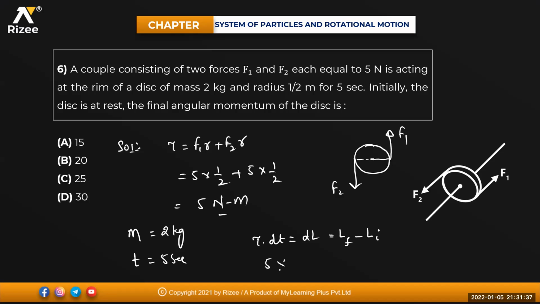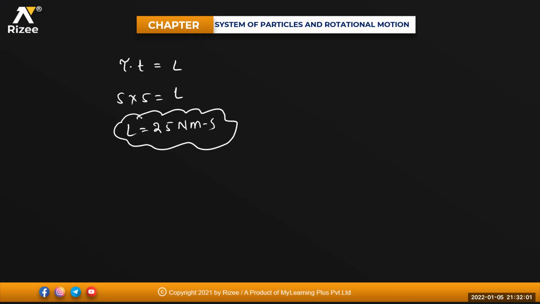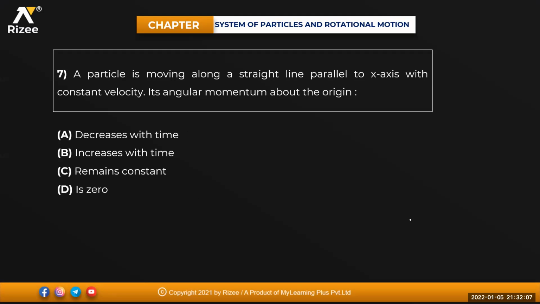So torque is how much for me? 5. For how much time? T. So I can write here tau into the integral of dt will become T. So this will become tau into T is equal to angular momentum, that is nothing but L. Torque is 5, time is also 5, that is equal to L. So L will be equal to 25 Newton meter second. Done, beta? Sure.